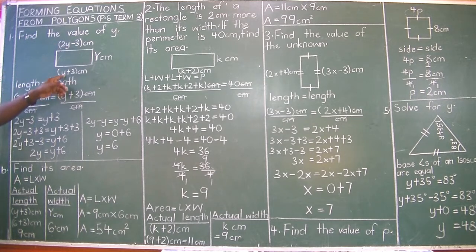So this is the only one that is easier. The other one is 2y, so you need to first expand. Here just replace y with 6 and add 3. So the actual length is y plus 3 centimeters. That's 6 plus 3 centimeters.